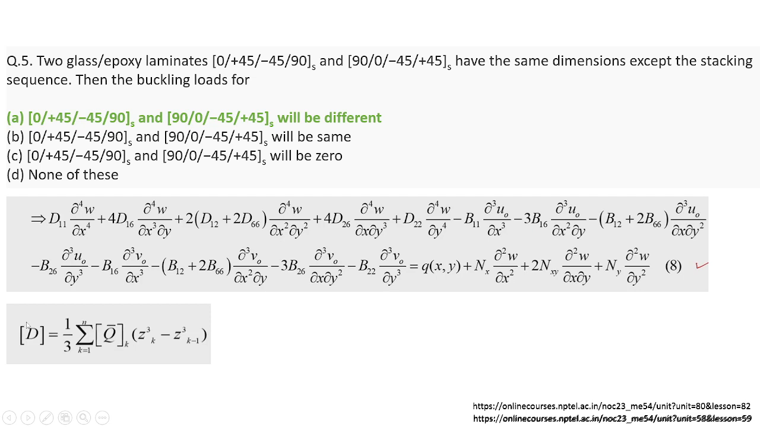And to find the D matrix, we consider the cube of the location of the laminas in the stacking. And as the position of different angles is different for both of these stackings, their D matrix will also be different. Hence the buckling load will also be different.